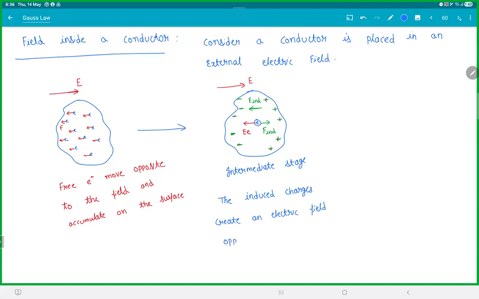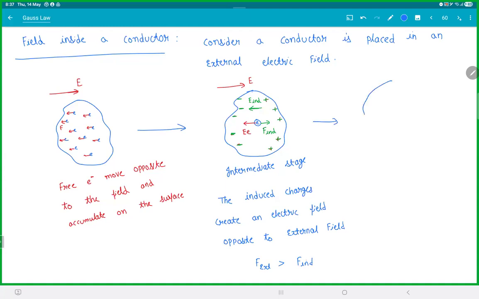So basically this field starts fighting with the external field, opposite to the external field. But initially the external field is still stronger. Suddenly it won't become strong. It will take some time for the charges to accumulate. So F external is still greater than F induced. What will happen? The electrons will keep going. The electrons will keep accumulating.